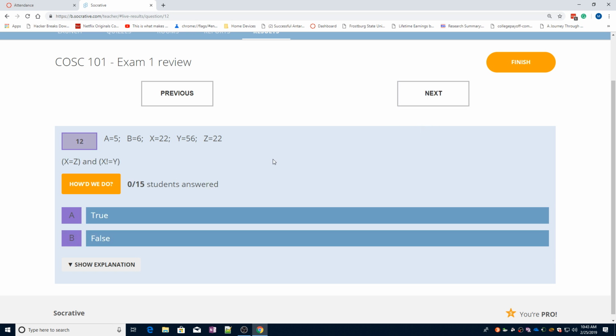All right? Here's an and. So everything in the and must evaluate. I'll give you 20 seconds on this one. Must evaluate to true, all of it. And stop. All right, how'd we do? Should evaluate to true, right? Because x is equal to z, x is equal to z, and x is not equal to y. X is 22, y is 56. It's not equal. Exclamation means not, right?